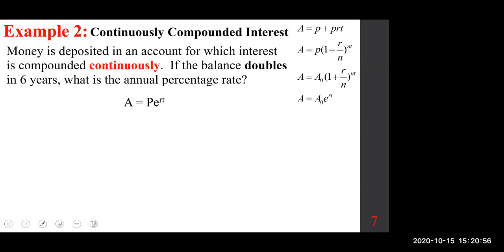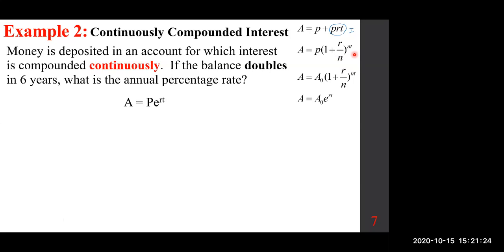Remember, for simple interest, I equals PRT. This is simple interest, I equals PRT. So the amount would be the principal plus the interest. This is the interest, everybody. This is the amount of interest. Then A equals P times (1 plus R over N) to the power of NT.